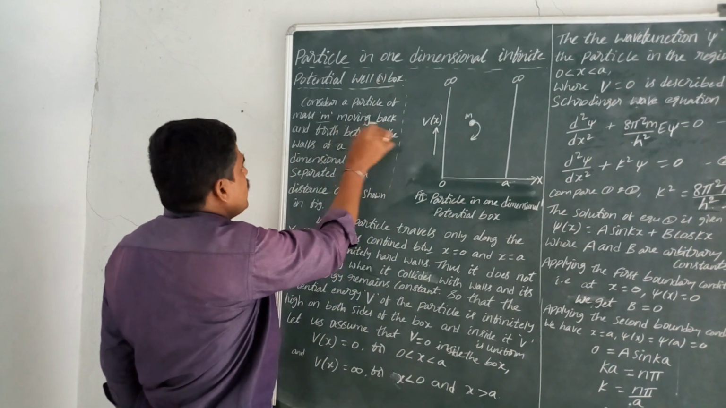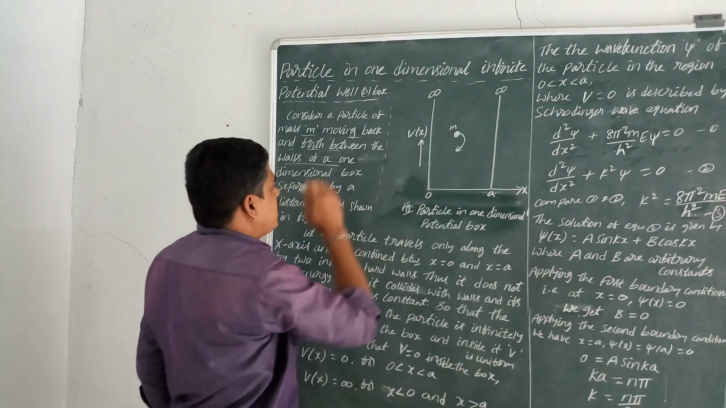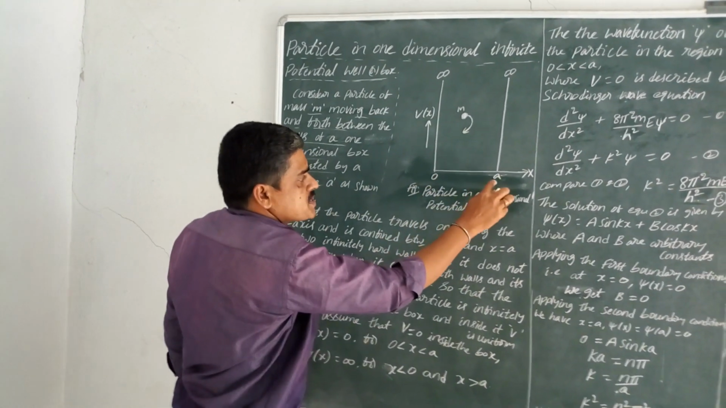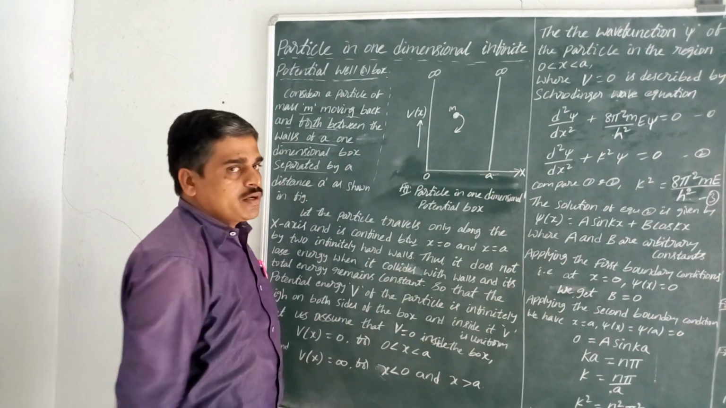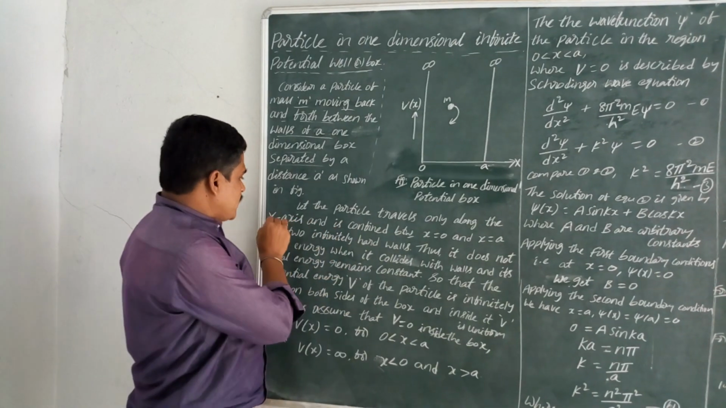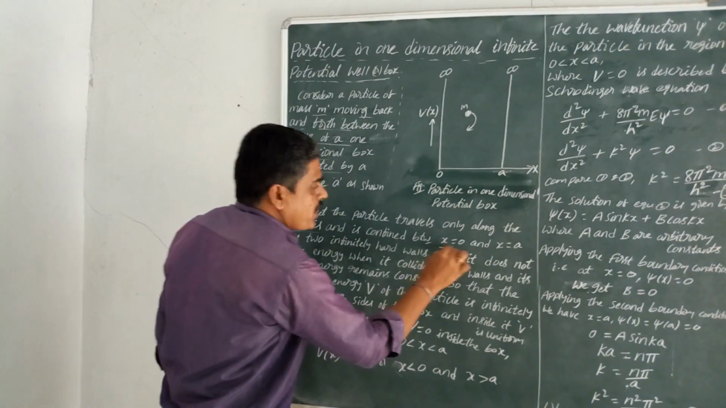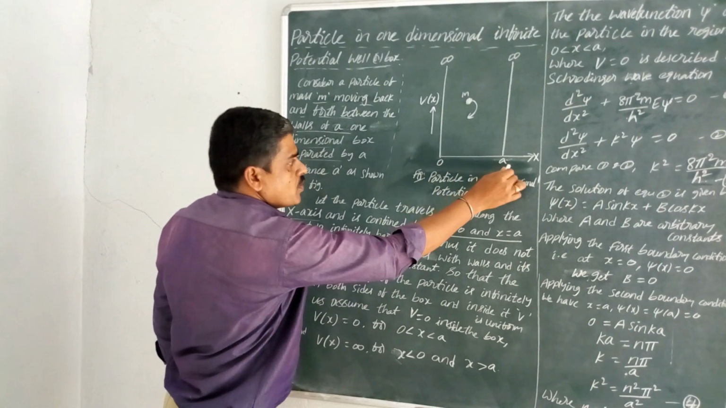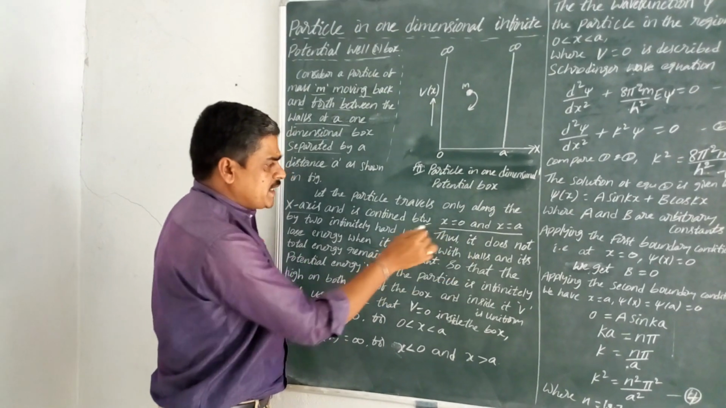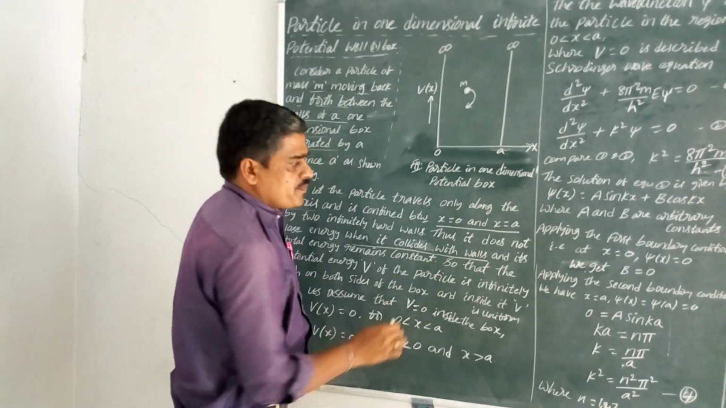The particle moves back and forth between the walls of a one-dimensional box separated by a distance a, as shown in the figure. Let the particle travel only along the x-axis, confined between x equal to 0 and a by two infinite hard walls, so that it does not lose energy when it collides with the walls.